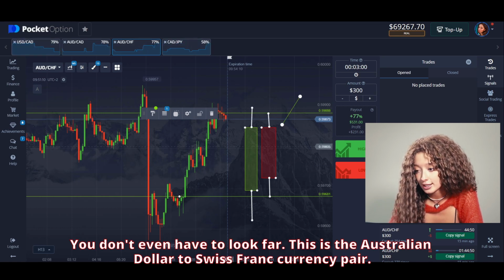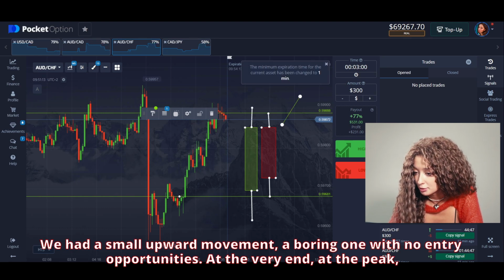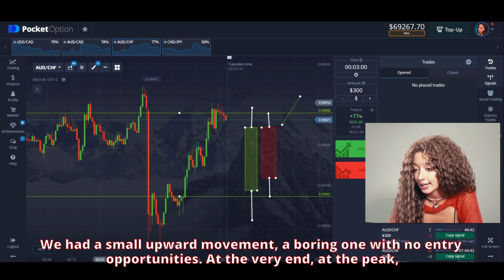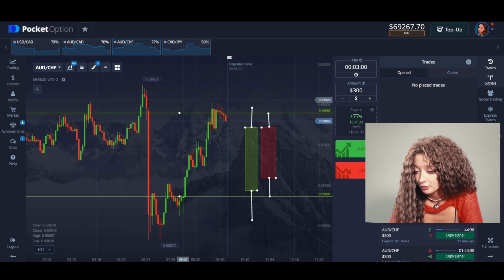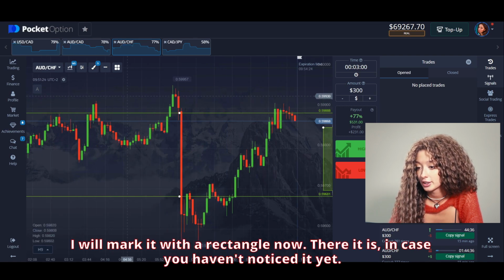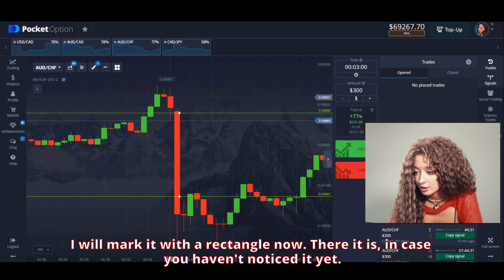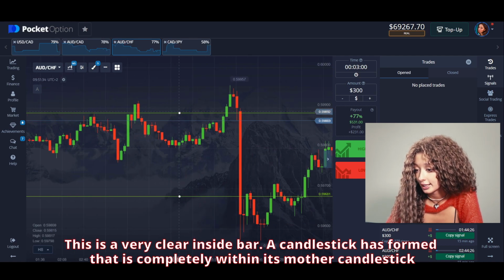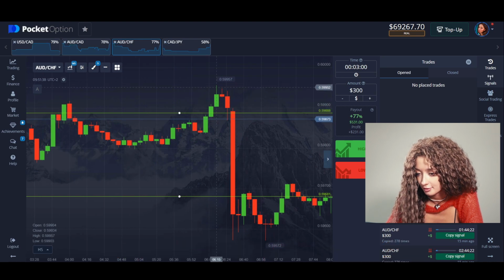This is the Australian dollar to Swiss franc currency pair. We had a small upward movement, a boring one with no entry opportunities. At the very end, at the peak, we had the inside bar pattern forming. I will mark it with a rectangle now, in case you hadn't noticed it yet. This is a very clear inside bar, a candlestick that has formed and is currently within its mother candlestick.